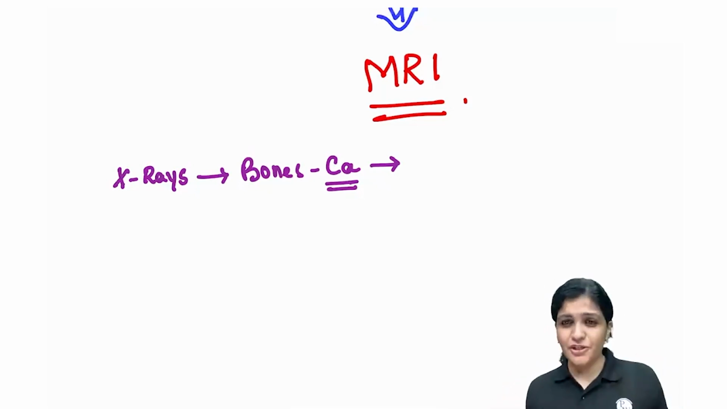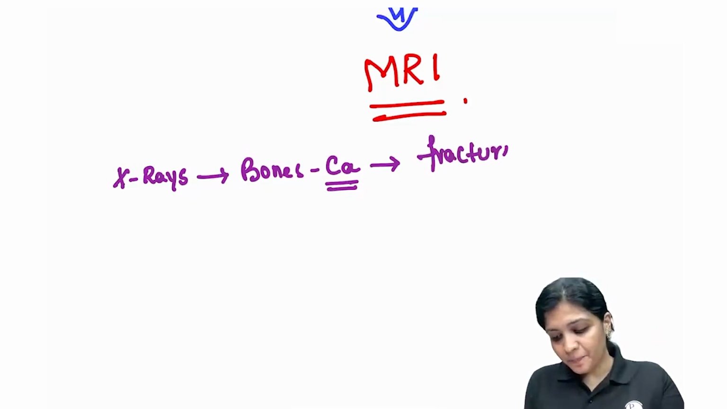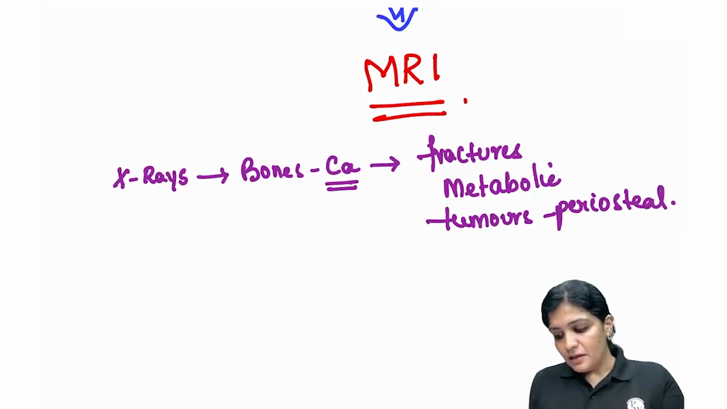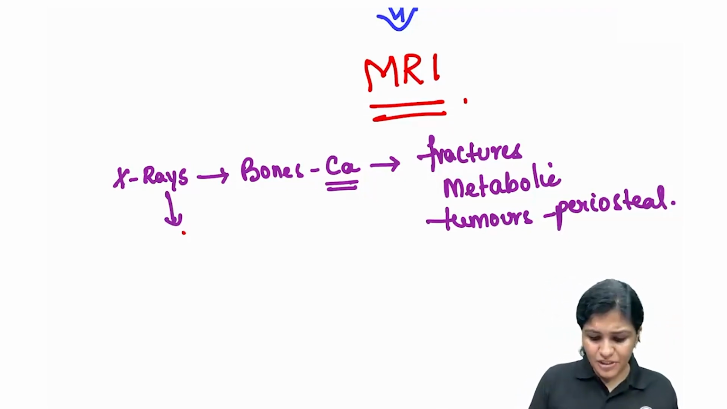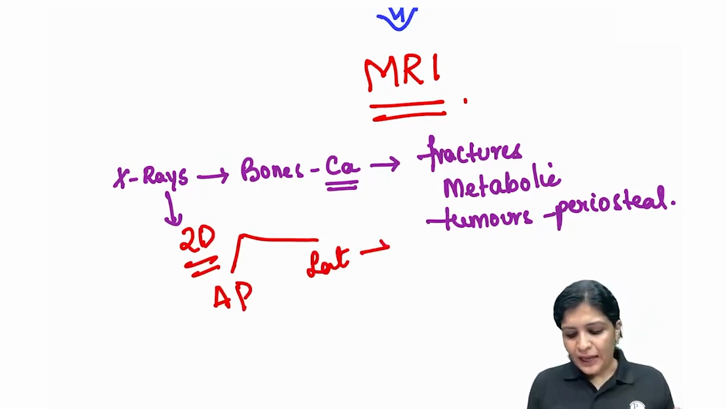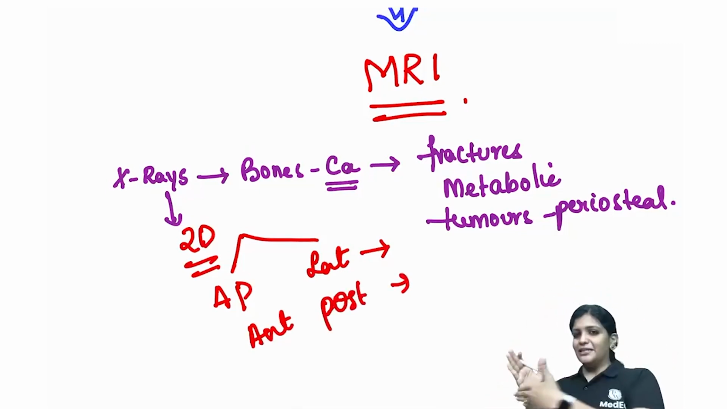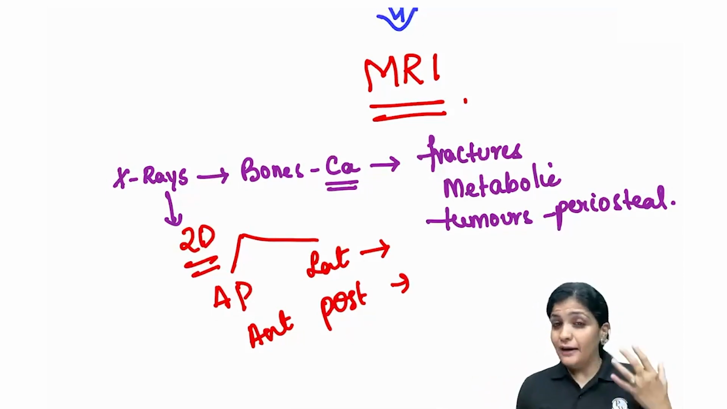But is that really sufficient for every condition in orthopedics? X-rays are usually sufficient for your fractures, for your metabolic conditions, and in case of tumors, when you want to read about the bone, especially your periosteal reactions. But when you want to read in detail about the bone, remember that x-ray is just a two-dimensional image. In the x-ray you see the AP and the lateral, so you can see anterior and posterior, and that is it. Two dimensions: one you can see straight, the other you can see sideways, right? So only two dimensions.